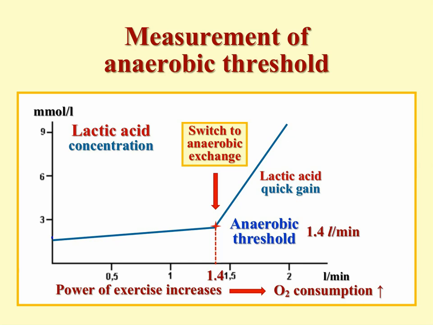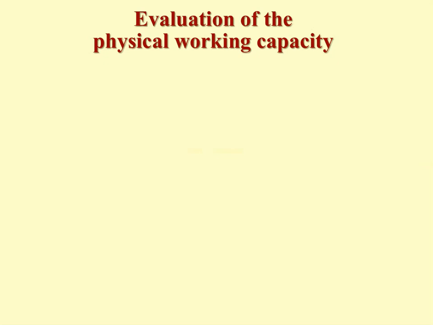Some people may have it earlier, some people may have it later, and the greater value corresponds to higher physical capacity. So again, these were three indices that characterize the gas exchange reserves: maximal oxygen consumption, then oxygen debt maximal value, and anaerobic threshold value. And the last thing I'm going to show you is an example of the evaluation of the physical working capacity.